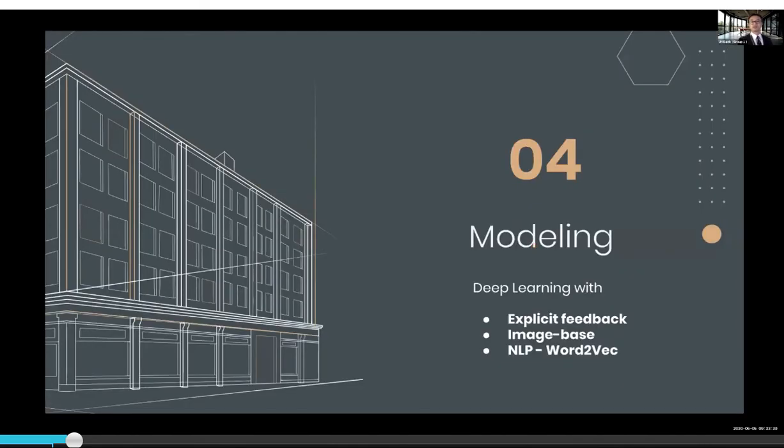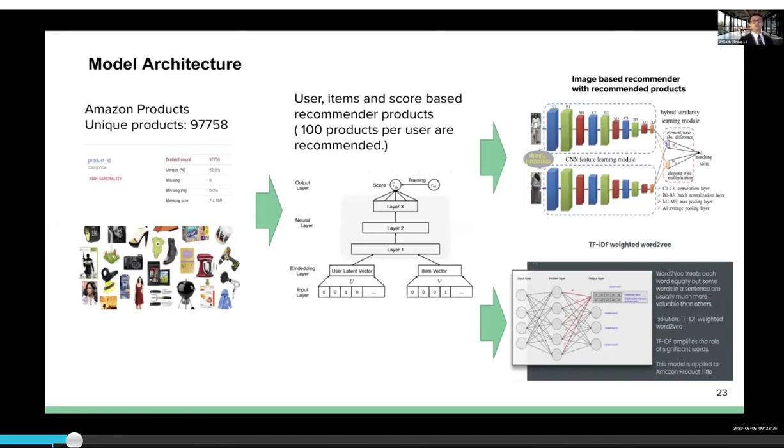And then the final one, modeling. This is the most fun thing, and we spend lots of time here. Here is the full architecture. As you mentioned, Justin, we have a total amount of unique products.